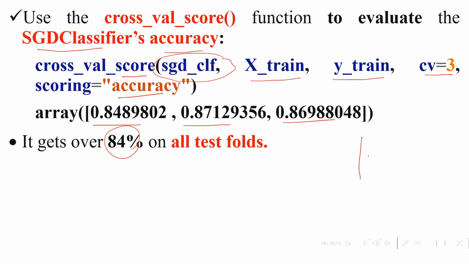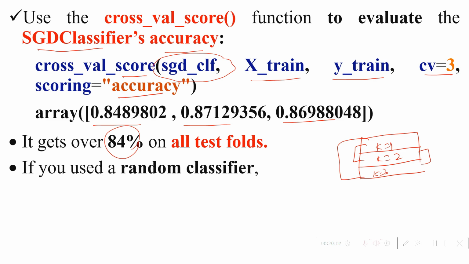That means the data set is divided into three parts, three folds: k equal to 1, k equal to 2, and k equal to 3. At one time we use folds 1 and 2 for training and fold 3 for testing, then folds 2 and 3 for training and fold 1 for testing, and folds 1 and 3 for training and fold 2 for testing. In all the cases, we get around 84% accuracy in each fold.